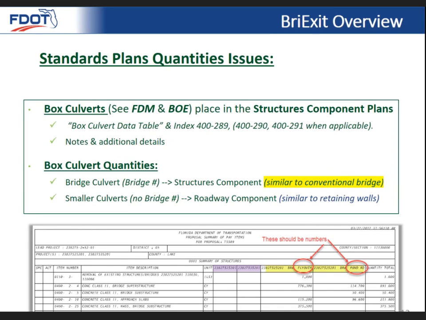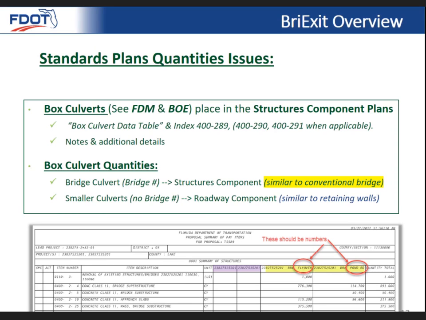And one final thing is a little clarification on the quantities issues related to box culverts in particular. Since we have both bridge size box culverts and non-bridge size box culverts, the standard plans for the box culverts still have to be included in a structures component, but since there is sometimes no bridge number associated with the box culvert, within the summary of pay items it will be listed under a roadway item for quantities, and therefore the summary of quantities in the plans must be in the associated roadway component set of plans.